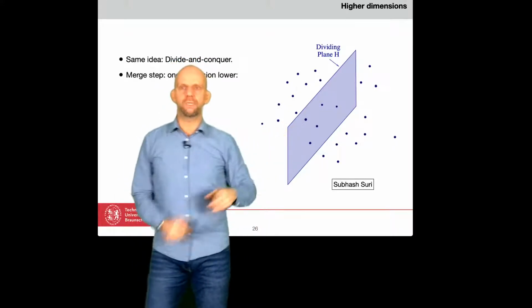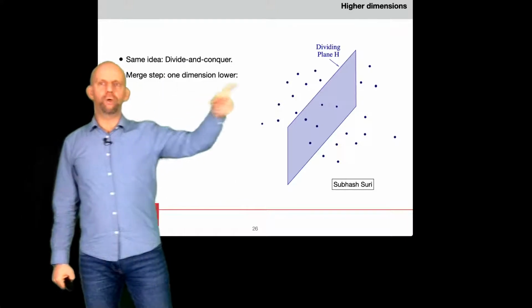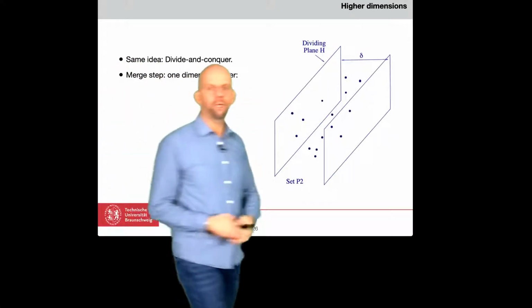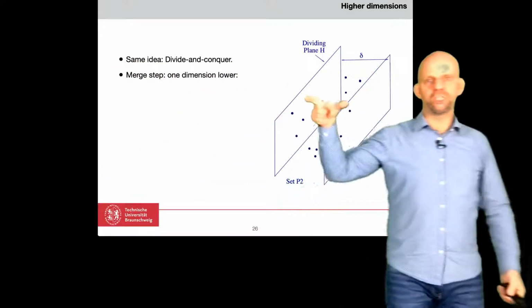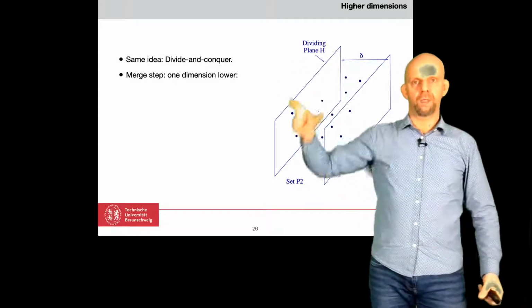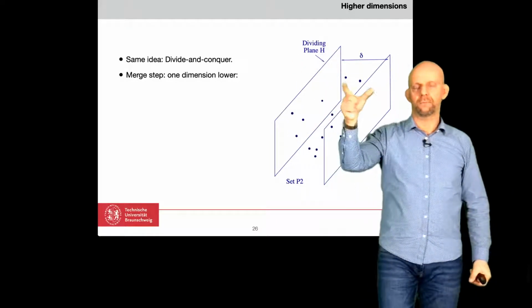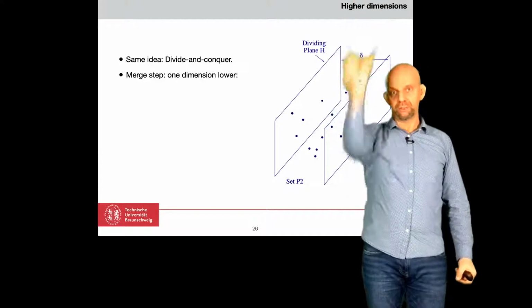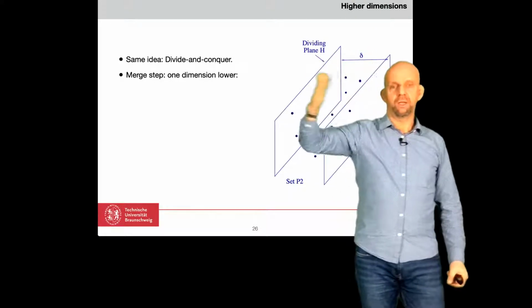That's something to revisit in a couple of moments. Now what happens is when you do the merge step, let's look at the merge step here. We have a slice, a slab of width delta. Before that was a strip. Now this is a sort of a slab.